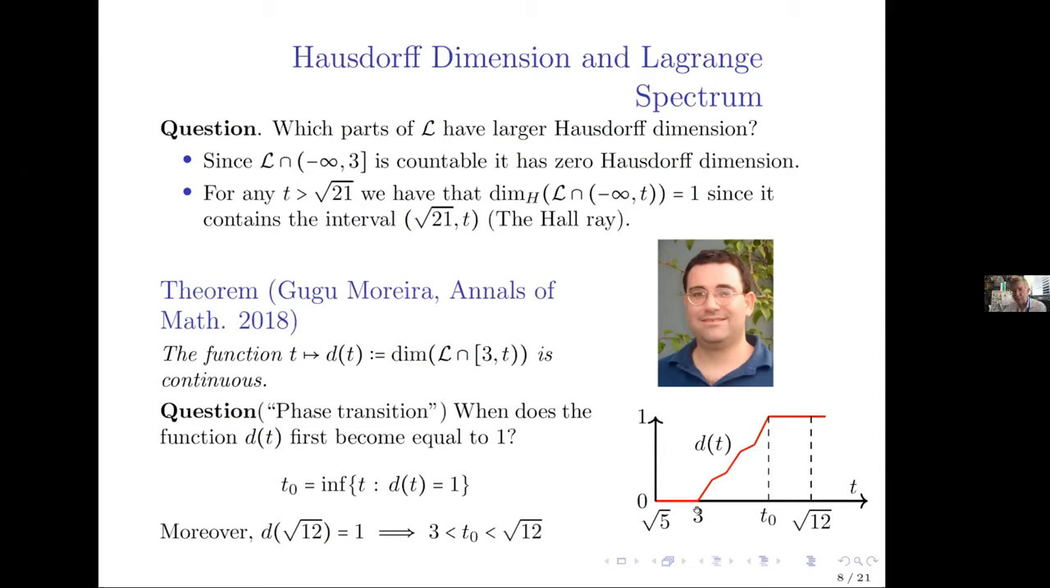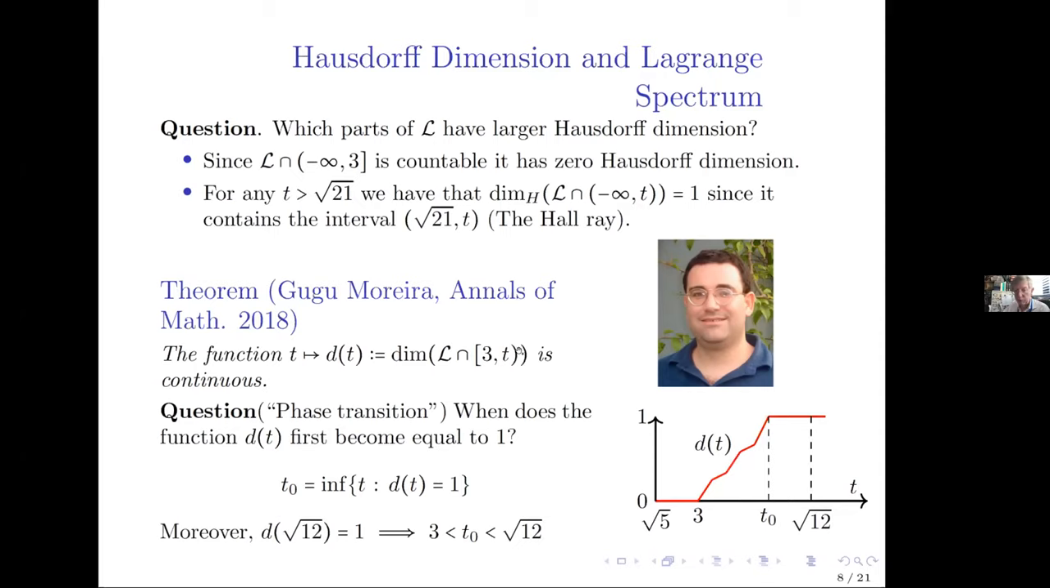So the red line is meant to be the Hausdorff dimension of the intersection given here. So it's the complicated set intersected with the interval up to t. So I'm letting t scale off to the right. As t starts at 3, the Hausdorff dimension is still 0. If t is sufficiently large, if it's equal to root 12, for example, then it can be shown that the Hausdorff dimension is equal to 1.